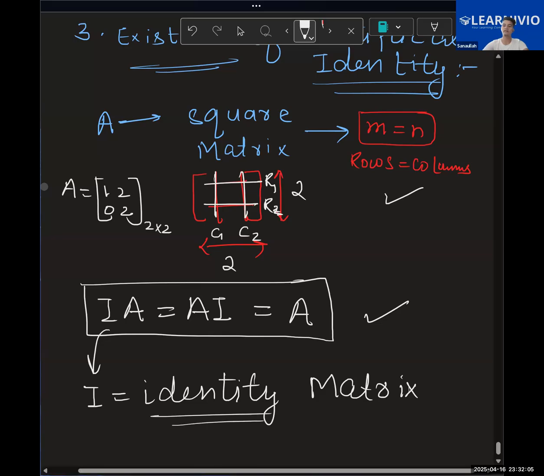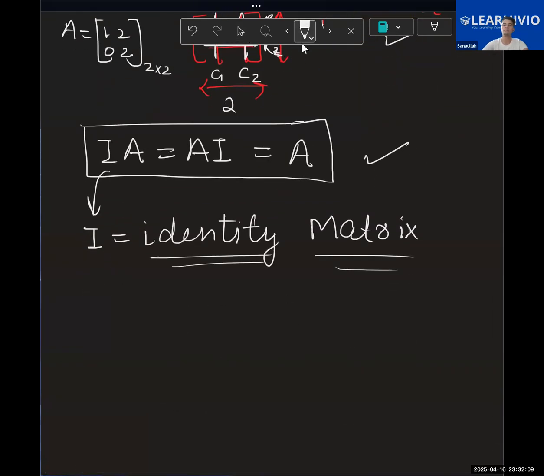What is an identity matrix? A matrix whose diagonal elements are 1. Yeah, I think I told you about this. Maybe I have already told you. A matrix in which diagonal elements are 1.